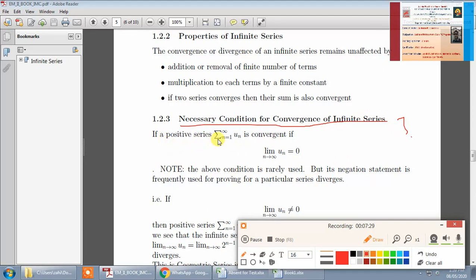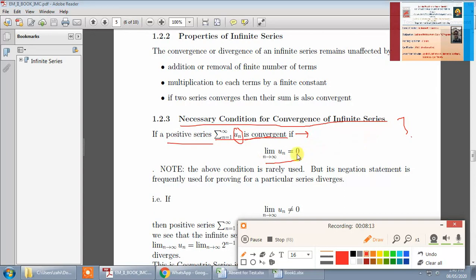If a positive series, meaning all the terms of this series are positive, u1 is positive, u2 is positive, u3 is positive and so on, that is the meaning of a positive series. If a positive series is convergent, then limit n tends to infinity un is equal to 0. So its nth term, if you take the limit as n tends to infinity, becomes 0, it converges to 0. That is the meaning of this. So it is a one way statement.